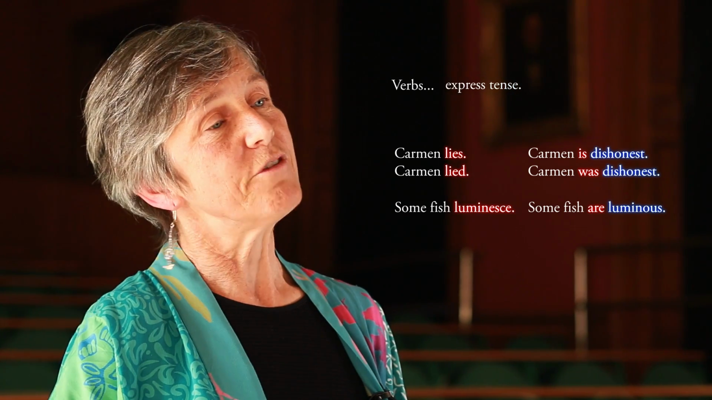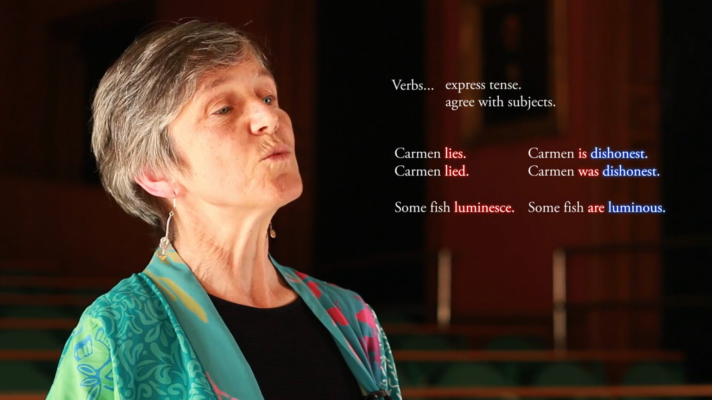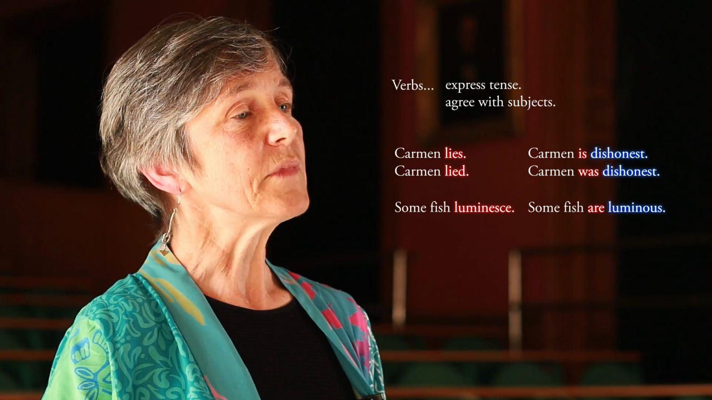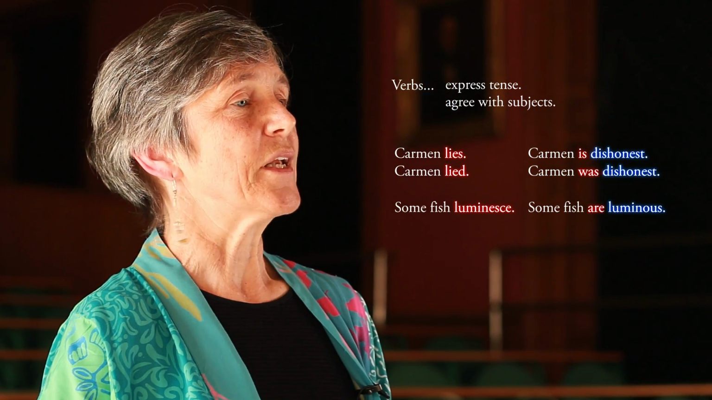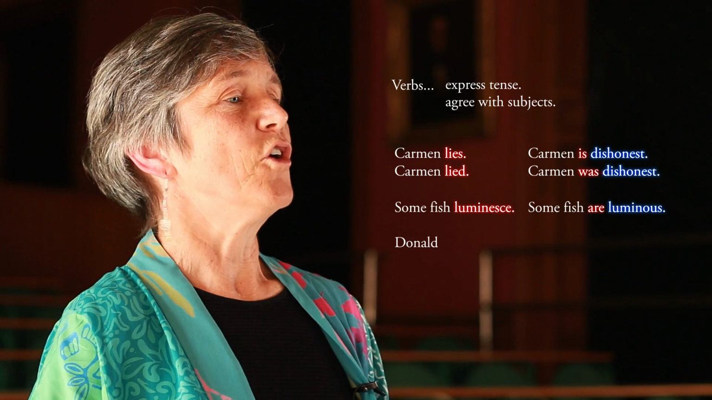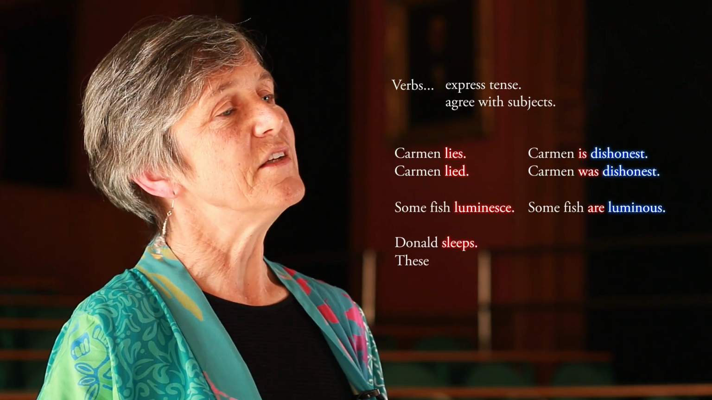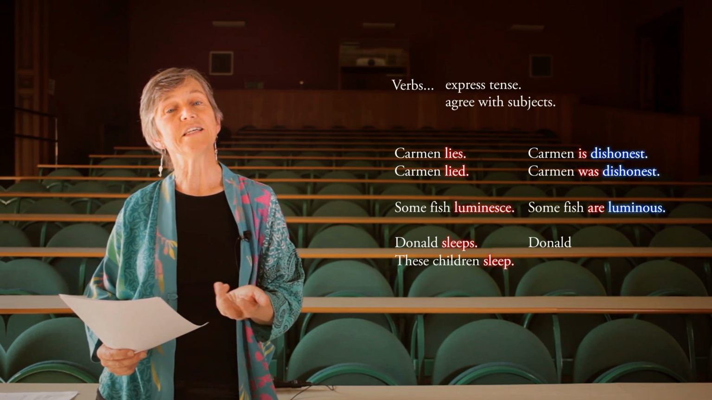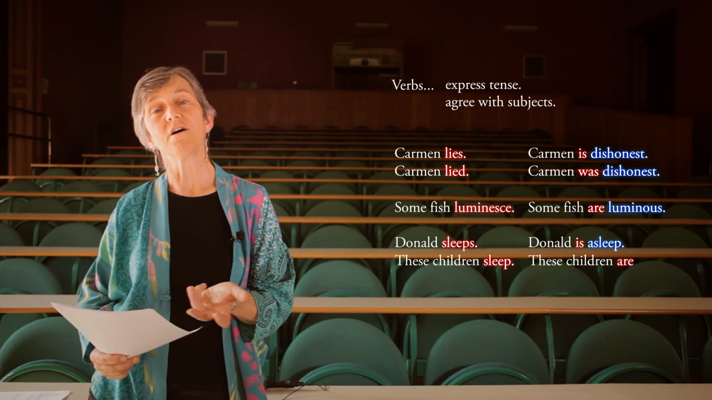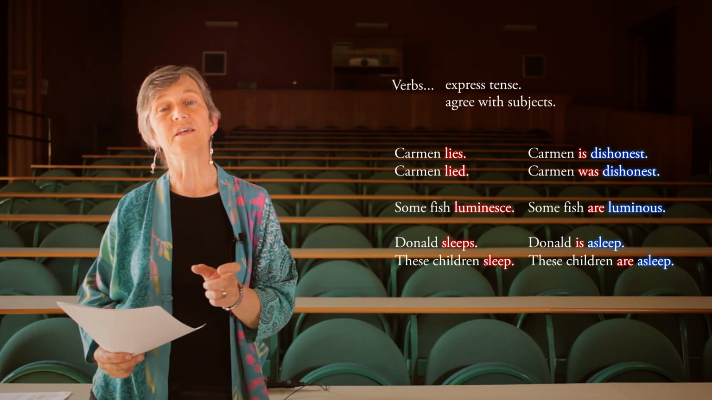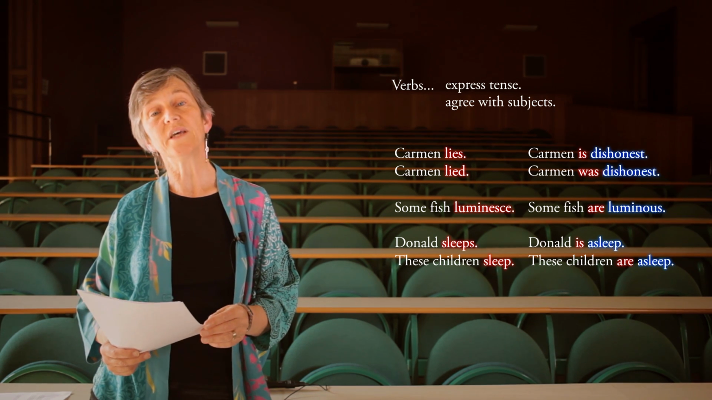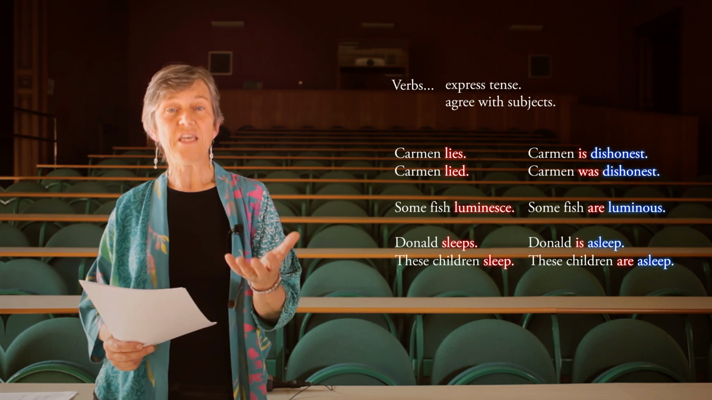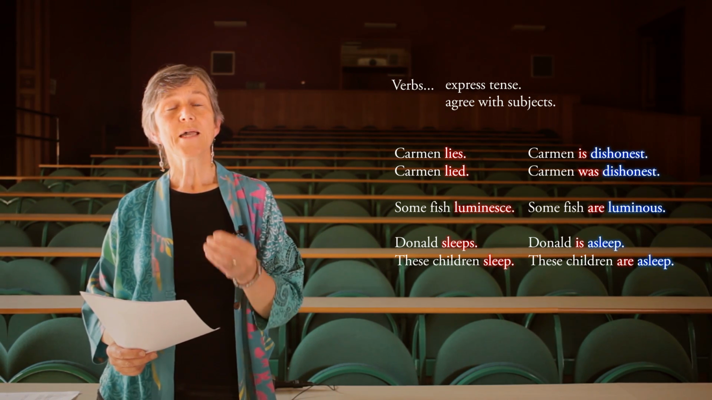Another typical verb behavior is that a verb agrees with the subject, and you see that for be as well. So you can say something like, Donald sleeps, but these children sleep. In the same way, you would say Donald is asleep, but these children are asleep. So again, the verb be is changing its form. It's agreeing with the subject of the sentence. So be is certainly a verb.